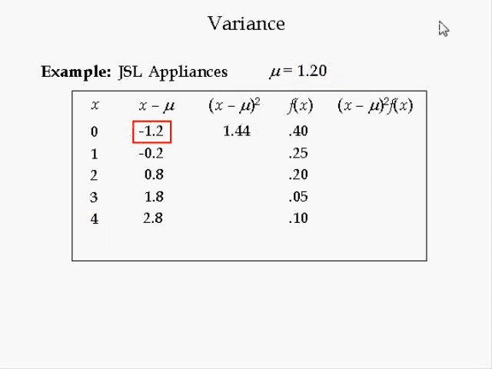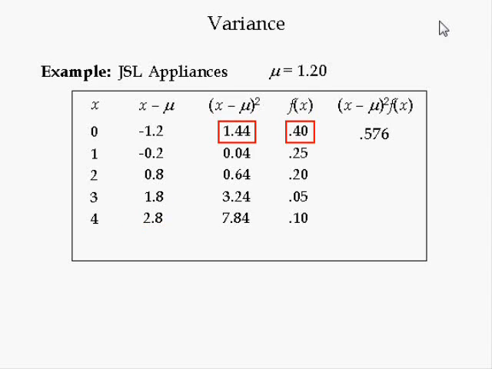The first squared deviation from the mean is equal to negative 1.2 squared, which equals 1.44. The second squared deviation is negative 0.2 squared, which equals 0.04. The third squared deviation is 0.8 squared, which equals 0.64. The fourth is 1.8 squared, which equals 3.24. The fifth is 2.8 squared, which equals 7.84.